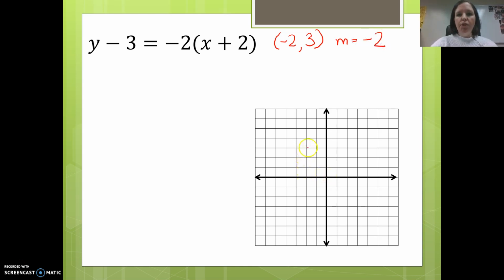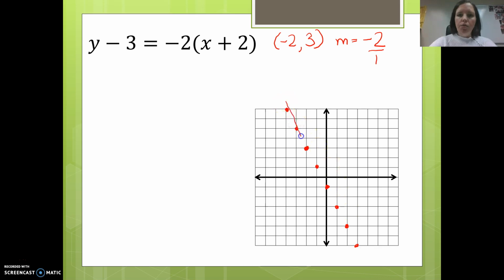If I put my points on here, and sorry, it's not very easy to write on the screen. Here's my point (-2, 3), and if I use my slope of down 2, right 1, the slope is -2 over 1, down to the right 1, or up 2 and left 1. The negative sign can go with the numerator or the denominator. Then here is my line.